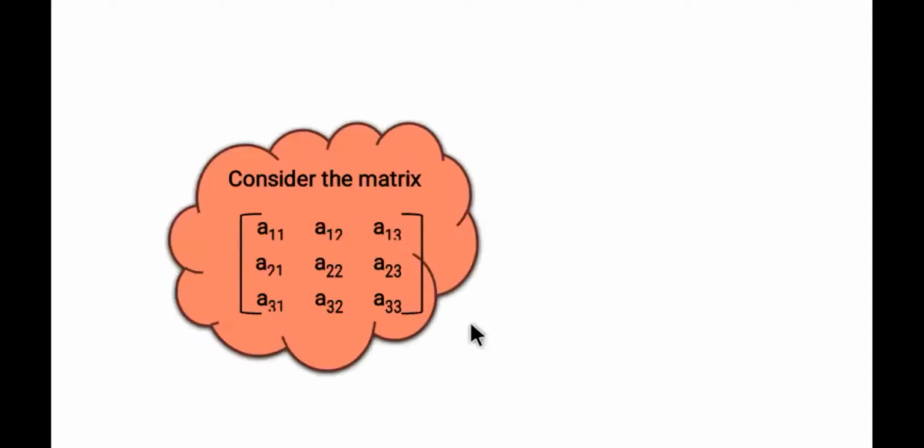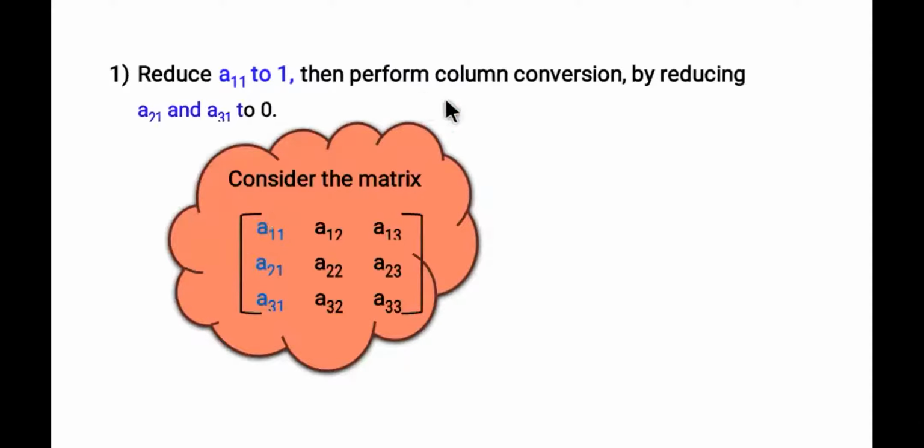So let's see. This is the matrix. First thing you have to do is reduce A11, that is the first row first column element, to 1. This is the step. First you have to convert this into 1 and then follow the column. Then you have to move to A21 and A31 and reduce them to 0. So what was your first step? Your first step is to convert the A11 element to 1 and the elements below it to 0.